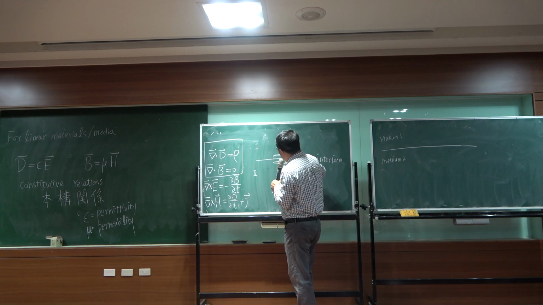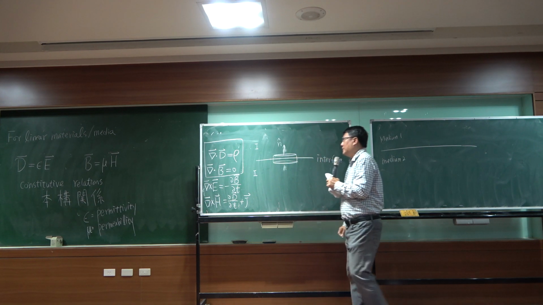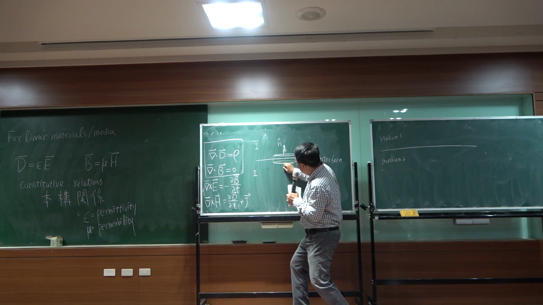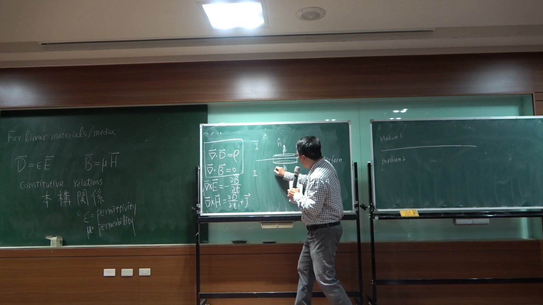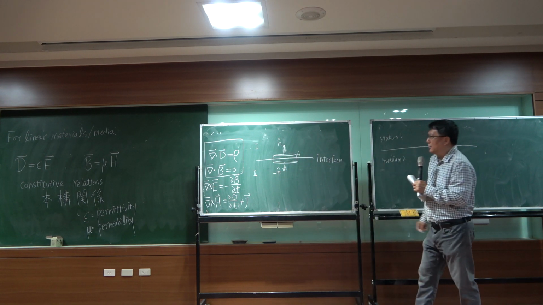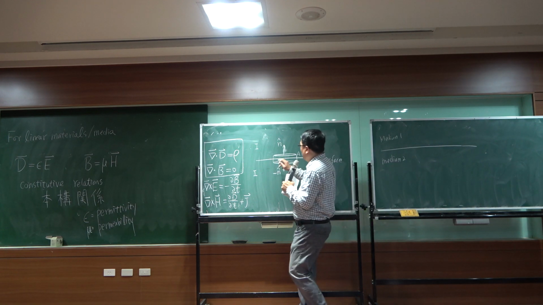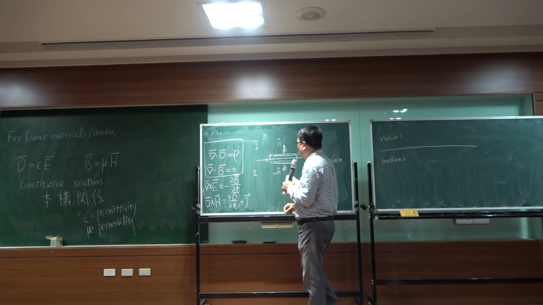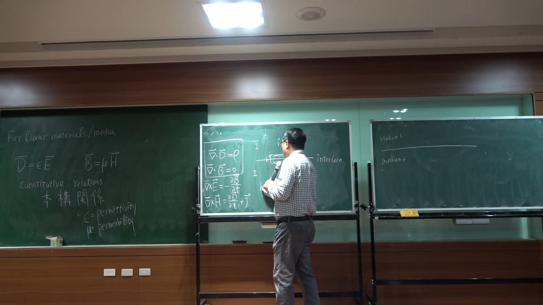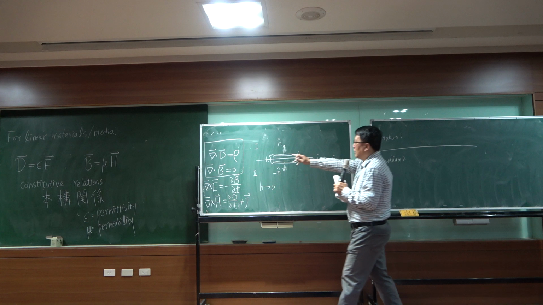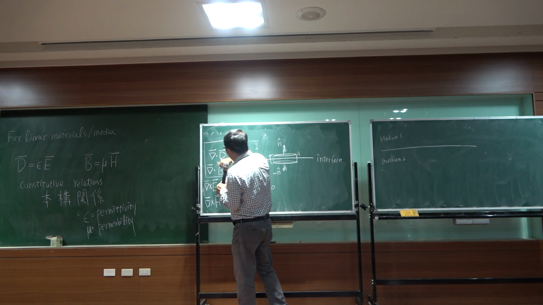So now we observe that the normal vector along this surface is n, and on this surface, the normal vector I denote as minus n. So assume that the height of this cylinder is h, and we first let h go to 0, and we apply the divergence theorem to these two equations.